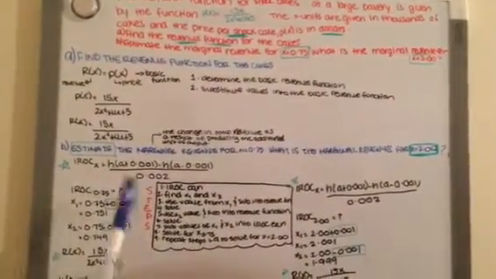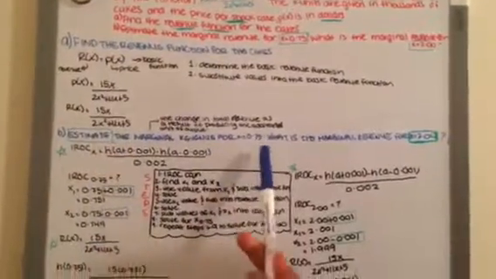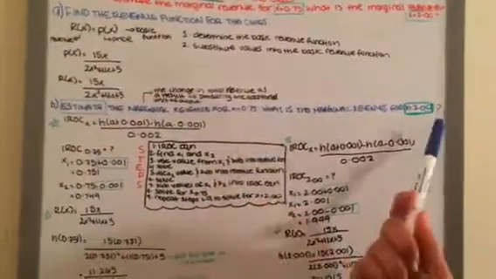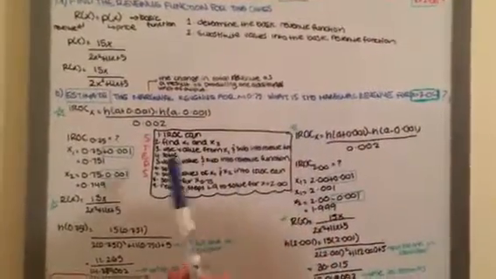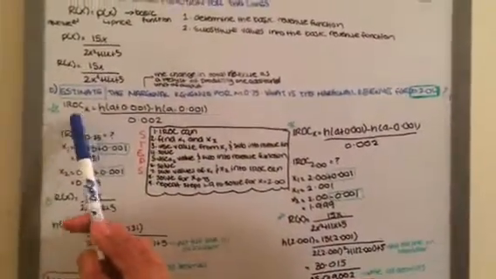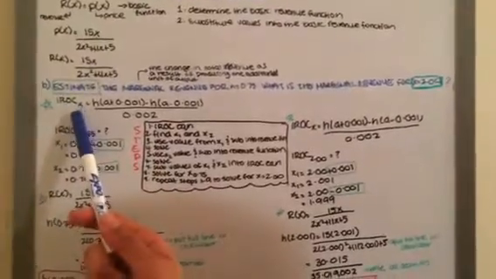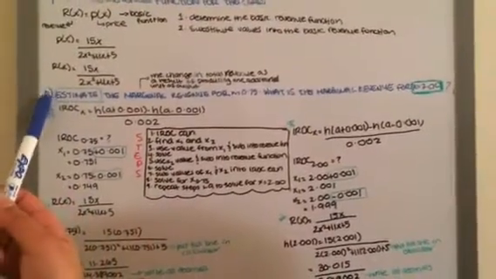Alright, so for part B, we're going to estimate the marginal revenue for x equals 0.75 and x equals 2.00. This is a two-part question, and what we're going to use is our IROC equation right here. Now we know this is an instantaneous rate of change question because of this keyword estimate.